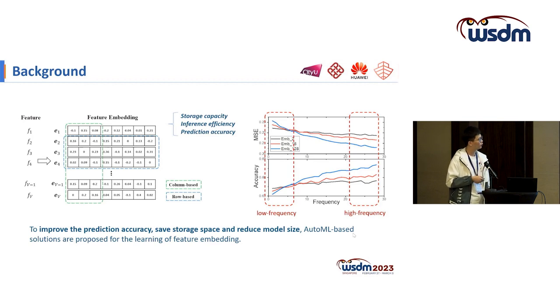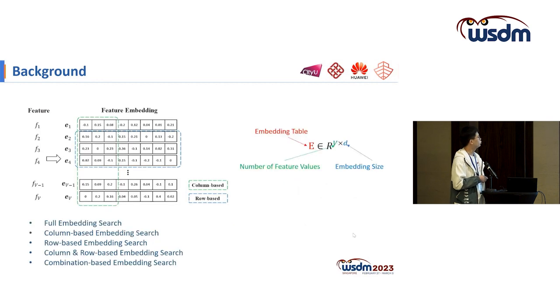Instead, for the low frequency features, using a smaller one can also achieve a better result because it can prevent the models from overfitting. According to the different search space, existing AutoML-based solutions can be categorized into several groups, including the full embedding dimension search, column and row embedding dimension search, and the combination-based embedding search.